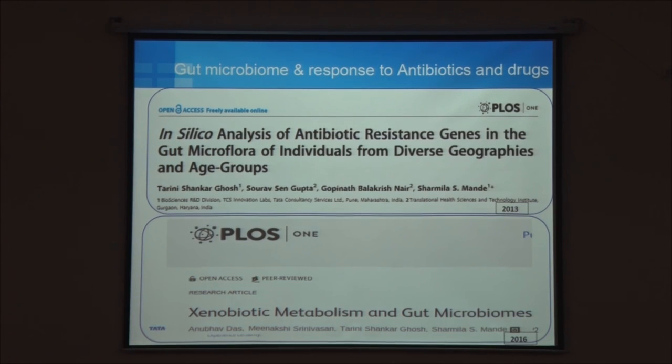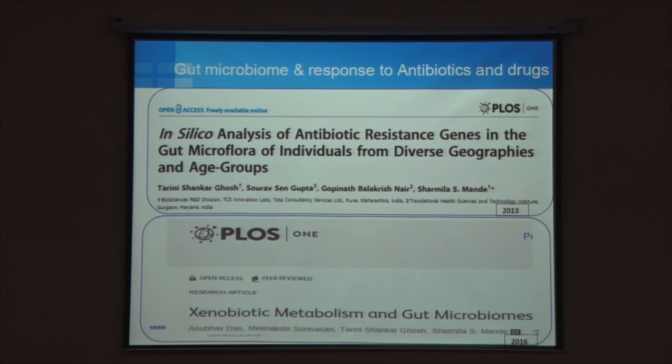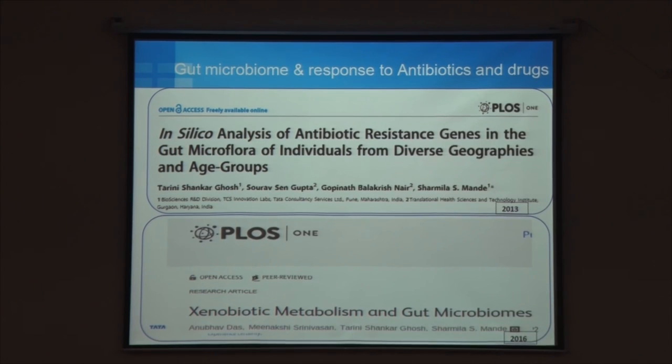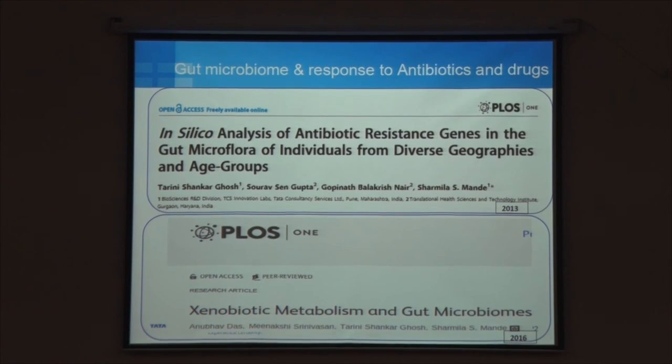And also the xenobiotics that we are exposed to, so many xenobiotics. The xenobiotic metabolism is again one component which we looked into in the gut microbiome, because all the drugs which we take orally are xenobiotics, basically the precursors of these drug molecules.